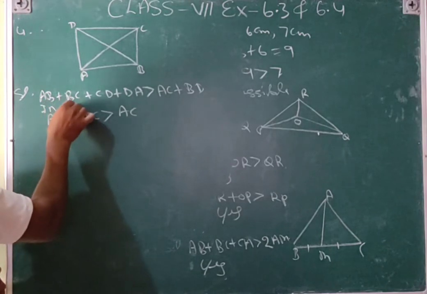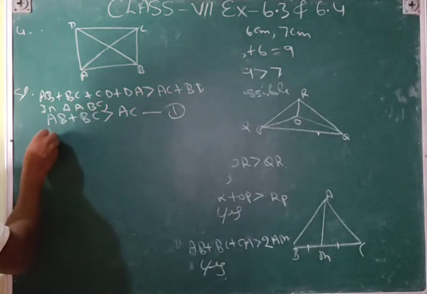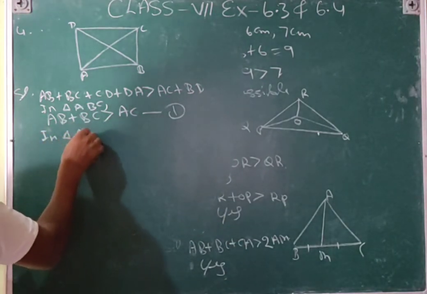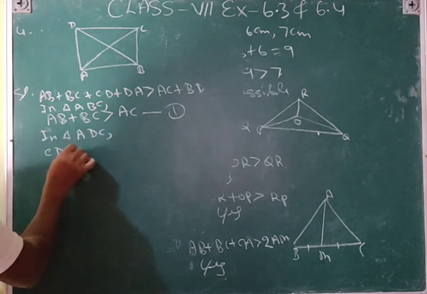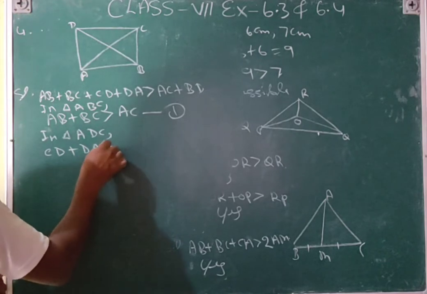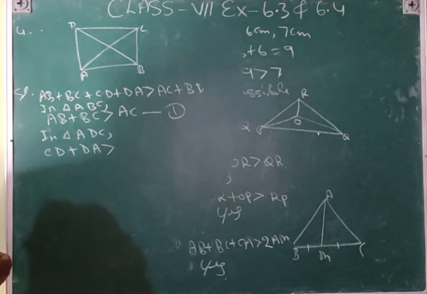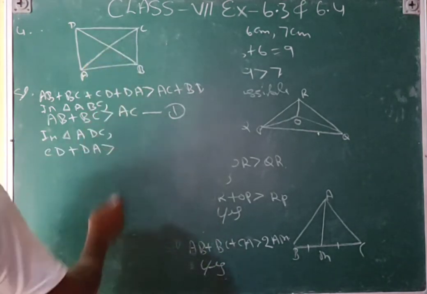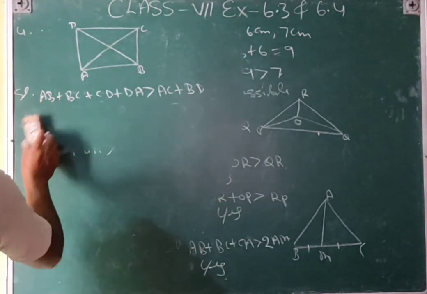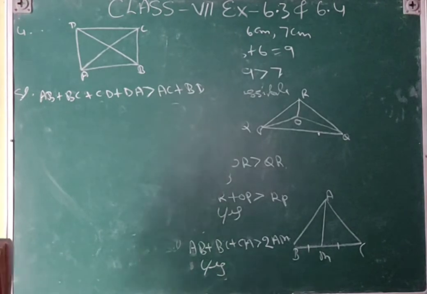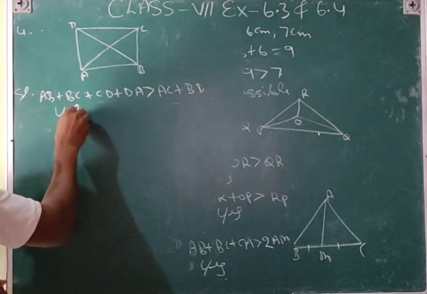In triangle ABC, this is the first equation, and in triangle ADC, CD plus DA is greater than AC. Now we will take the other triangles. This will be a long process, so no need to write that one, because we are taking the two triangles, and two sides are greater than this one, two sides are greater than this one. So that will be yes.